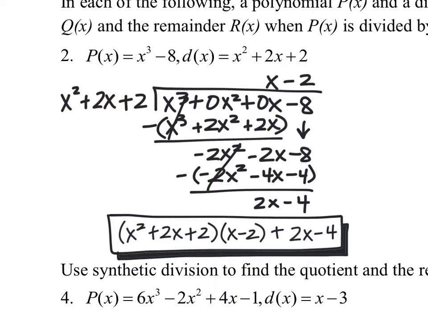x squared times what gives us negative 2x squared? Well, that's negative 2. Multiply negative 2 by this entire expression, and subtract. We get a remainder of 2x minus 4. So we write our answer in the format where we take the divisor, right here, multiply by the quotient, right here, and add the remainder, right here.